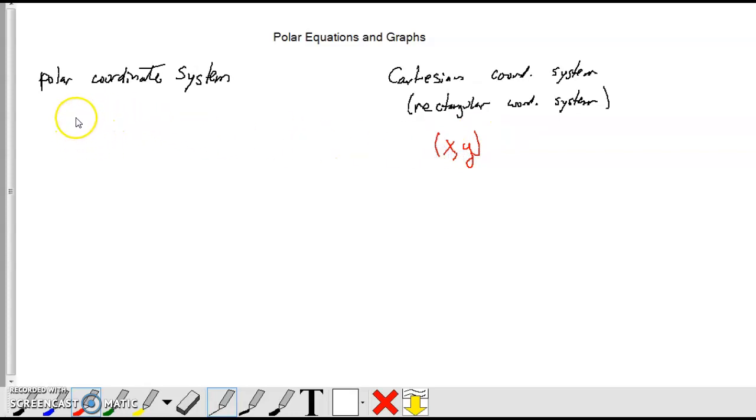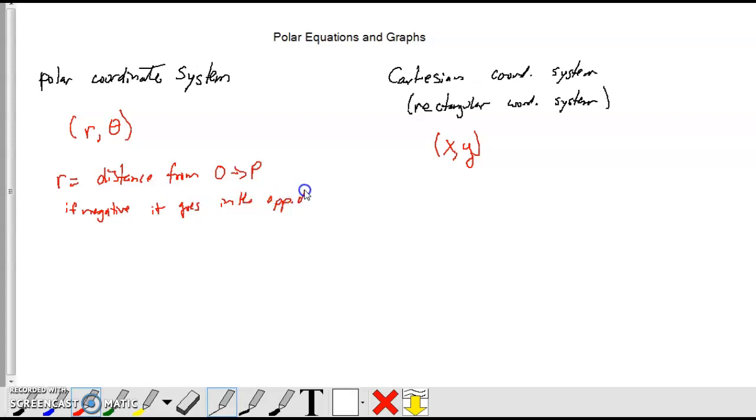In a polar system, it's your r and your theta. So x is always your horizontal distance, your y is your vertical distance. So for r, we'll talk about what our r and our theta are. So our r is your distance from O to P, right? And then if negative, it goes in the opposite direction.